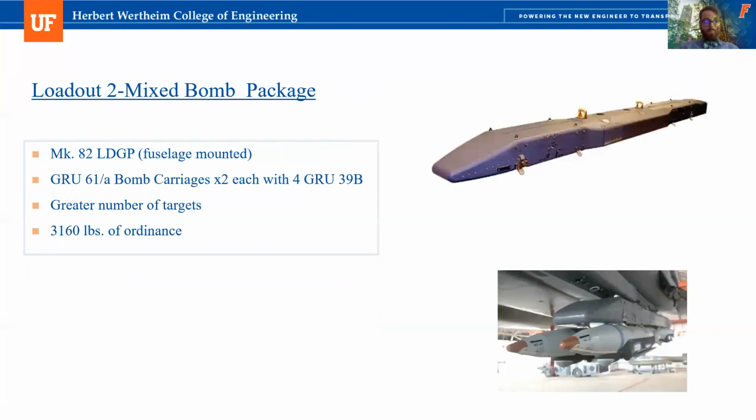Next slide, please. The second loadout on the Rock Python is a mixed bomb package. It is composed of a single Mark 82 large diameter general purpose bomb and 2 GRU bomb carriages. Each carriage contains 4 GRU small diameter 285-pound bombs. The single 500-pound bomb is mounted under the centerline of the fuselage while the remaining 2 carriages are mounted on the wings. The purpose of this package is to hit a variety of targets, both mobile and static. A greater number of individual options can be selected through this mixed bomb package, although it is over 600 pounds heavier than the previous package and has a total weight of 3,160 pounds.